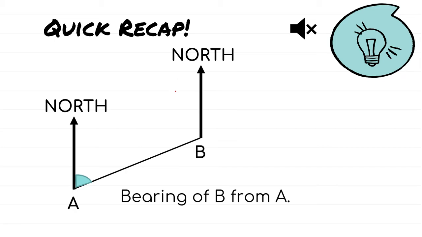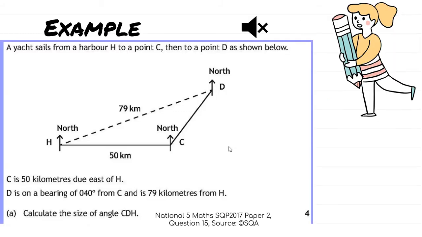If you wanted to know the bearing of A from B, that would be start at B, going north, we go clockwise, and that would be that angle. Okay, so that's a really quick recap. I want you now to take a look at this exam question.